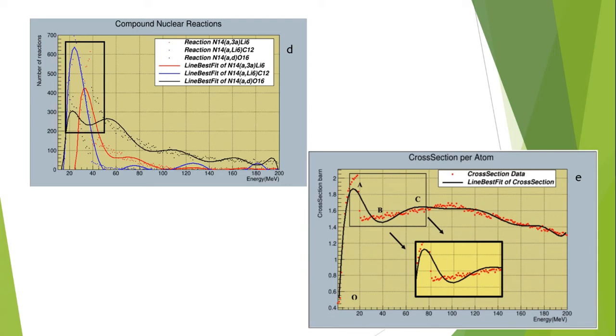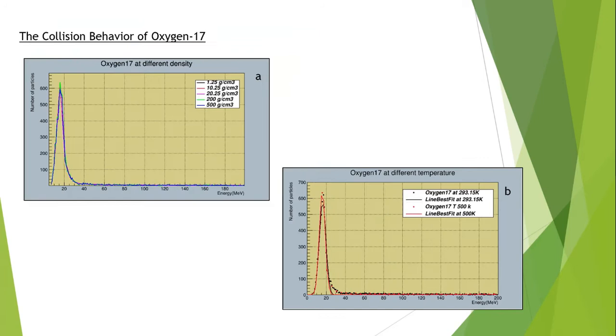Lastly, there are other reactions that need to be considered, which is the reaction of carbon-12. It can be assumed that nuclear fission occurs in a nuclear transmutation process. From figure D above, the amount of reactions is increased drastically, more dominant compared to the oxygen-16 and lithium-6 reactions. The next part is the collision behavior of oxygen-70.